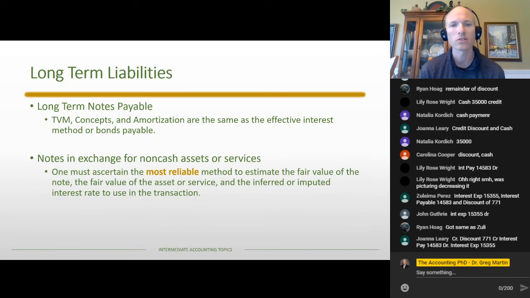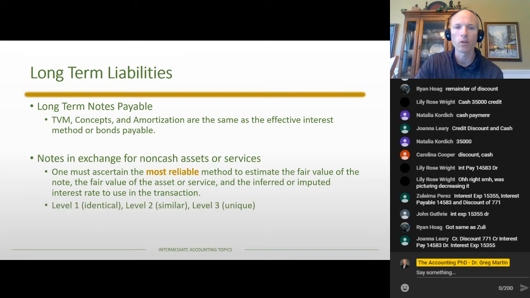But again, you have to ascertain the most reliable method to estimate the fair value of the note, the fair value of the asset or service, and the inferred or imputed interest rate to use in the transaction. So you kind of have to determine what is the most reliable way that I can do that. And if you recall, there were 3 levels: the level 1, level 2, and level 3.